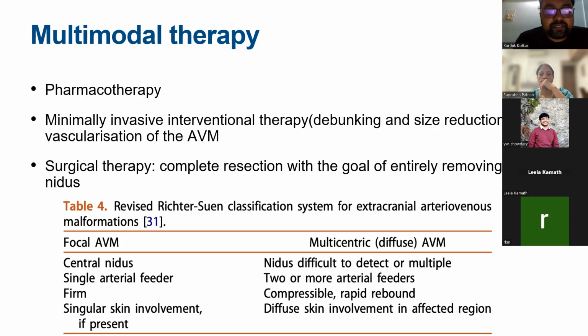There is something called the revised Schobinger-Rinker... the revised Richter Swain classification system for extracranial AV malformations, which can differentiate focal AV malformation from multicentric AV malformation. In focal, the central nidus will be present, but in multicentric AV malformation, it is very difficult to find the nidus. In focal, we have a single arterial feeder, whereas in multicentric AVM, we have two or more arterial feeders. On palpation, it will be firm in focal, whereas in multicentric AVM, it will be compressible, with rapid rebound. Singular skin involvement is present in focal, whereas diffuse skin involvement is present in multicentric AVM.